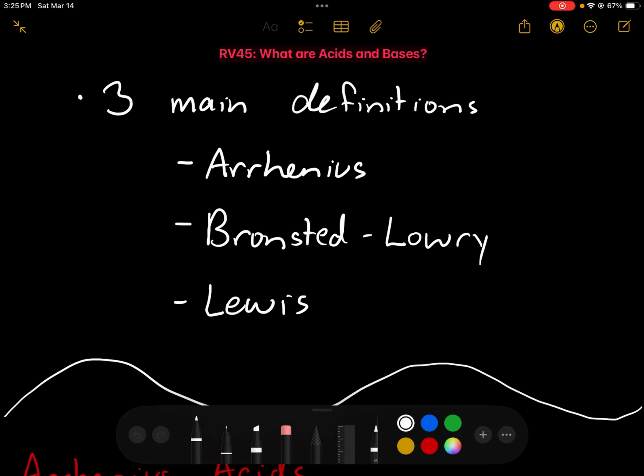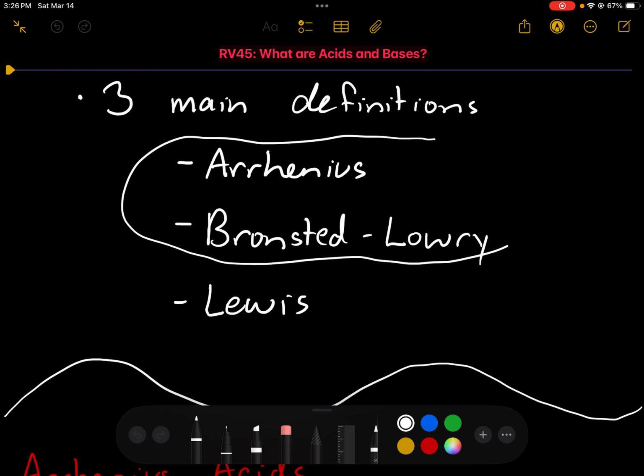This is review video 45, what are acids and bases? We've actually learned about these before, back in Unit 4 in first semester, and back then I had told you there were three main definitions of acids and bases: Arrhenius, Bronsted-Lowry, and Lewis. And I also told you that we were really only going to care about the first two in this class, and that still holds true.